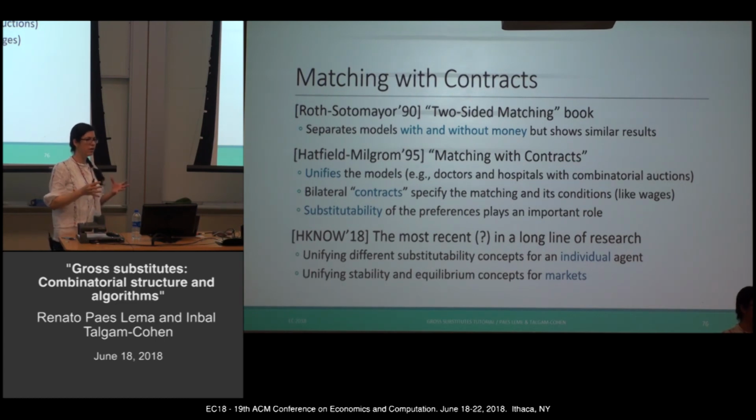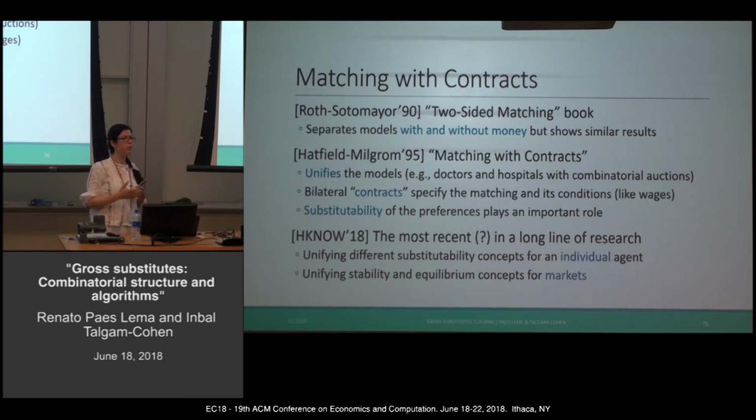Now you have one model which captures, for example, doctors in hospitals, which is a classic matching without money scenario. And you have the same model capturing combinatorial auctions. The way this works is you have these objects called contracts, which are bilateral. They tell me, first of all, who is matched to whom, and also what the conditions are, for example, wages in the job market. And substitutability plays a really important role in the results here.